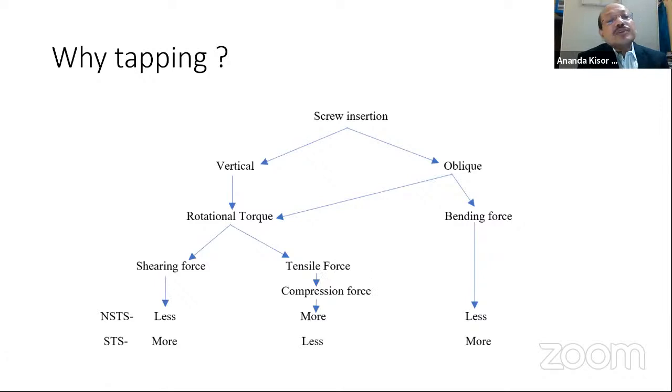So in that case, if we cut these threads already with the help of another instrument, which is known as the tap, very little amount of force is required for overcoming the shearing force. So maximum force is utilized for the compression force, which increases the purchase power. So that is the utility of the tapping.